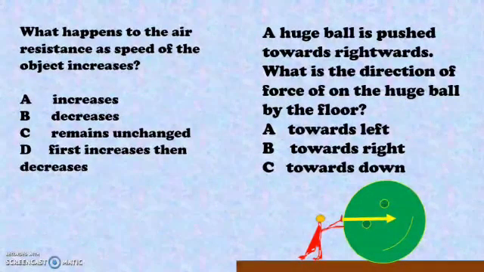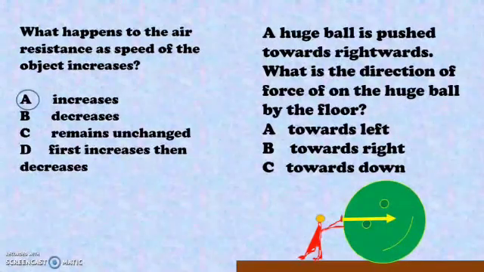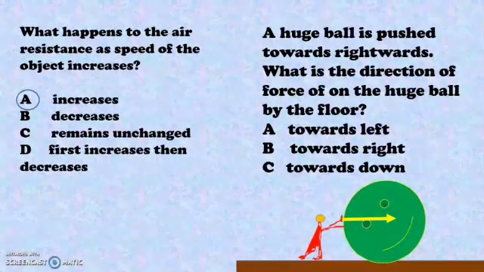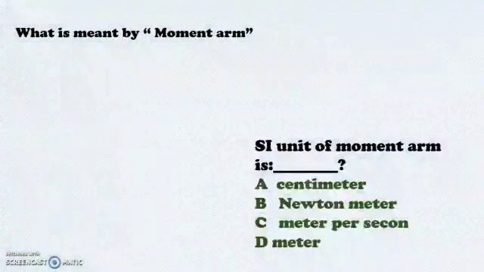Next question is, what happens to the air resistance as speed of the object increases? Options are A increases, B decreases, C remains unchanged, and D first increases then decreases. The correct option is A, that is increases. Second one is, a huge ball is pushed toward the rightward. What is the direction of the force on the huge ball by the floor? Options are A toward left, B toward right, C towards down. The correct option is toward right.